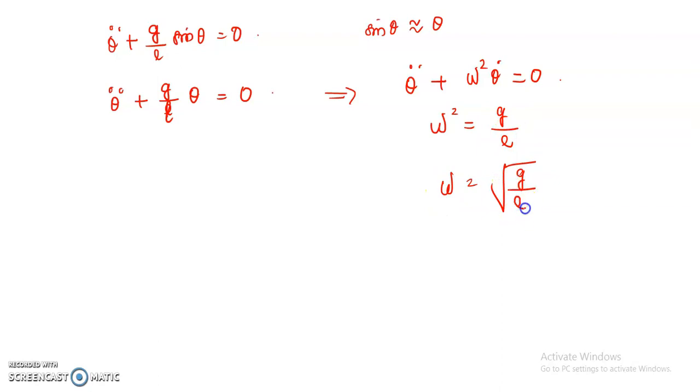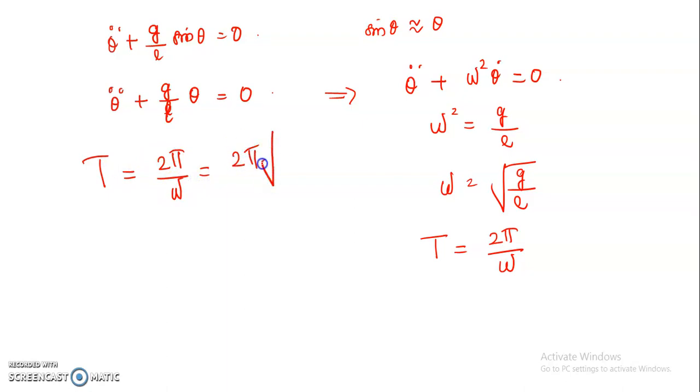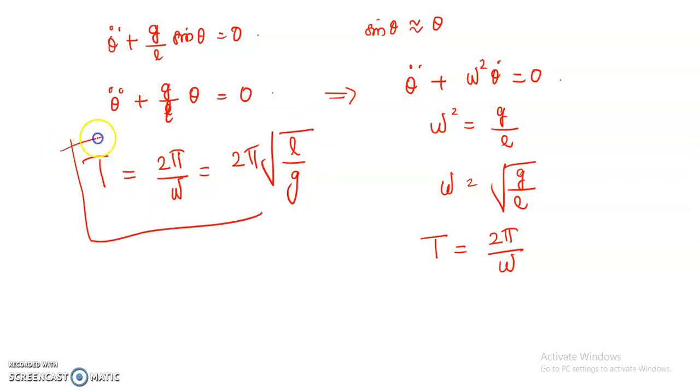So omega equal to root g by L. We know that the time period is related to the angular velocity omega by 2 pi by omega. So here the time period T equal to 2 pi by omega equal to 2 pi root L by g. This is the expression for the time period of a simple pendulum of length L.